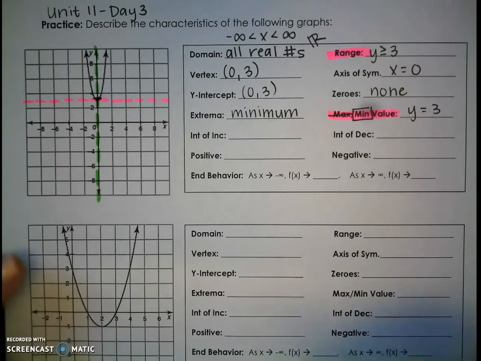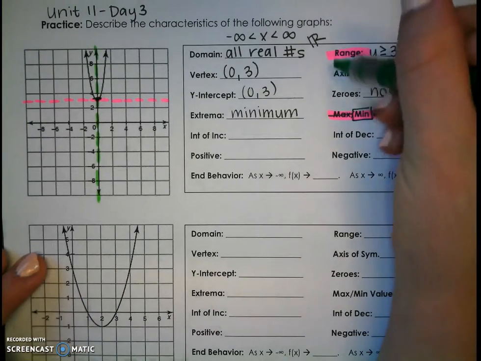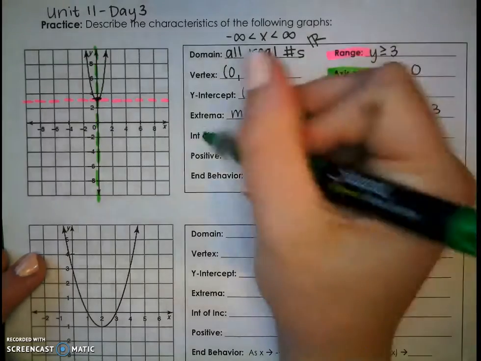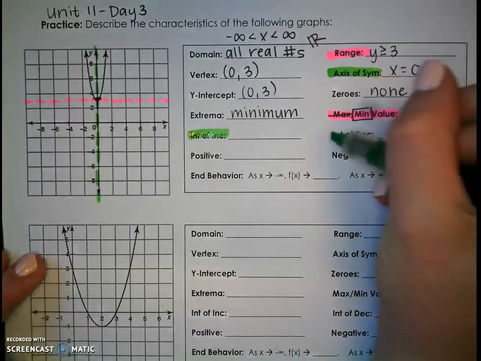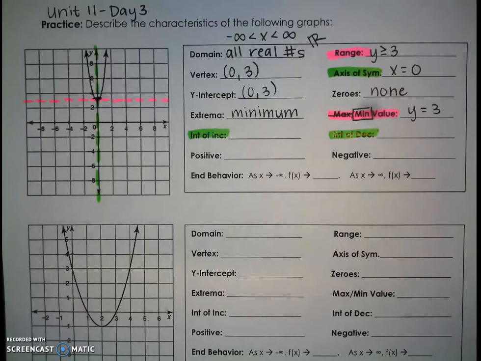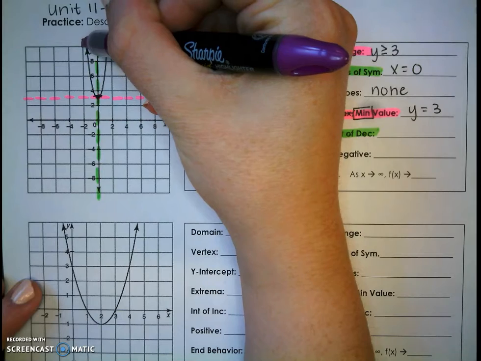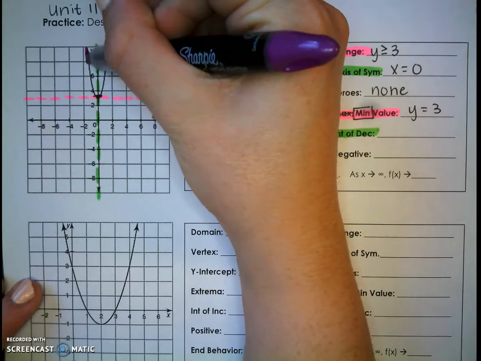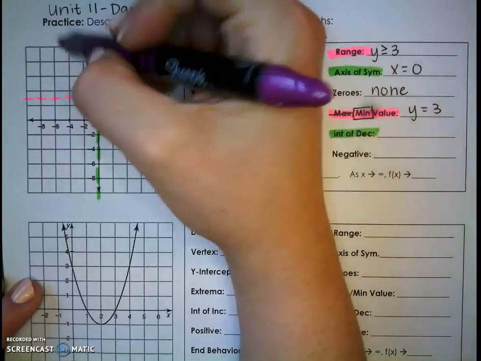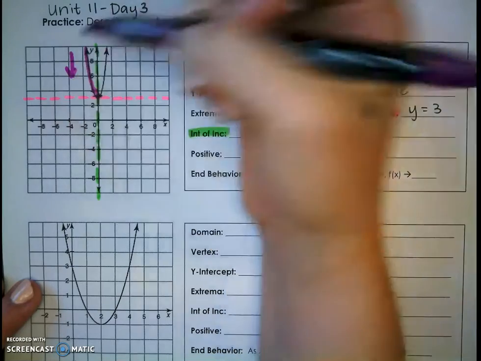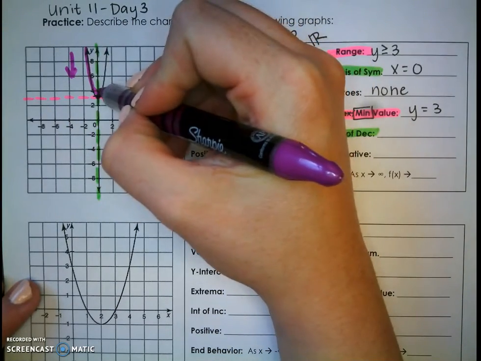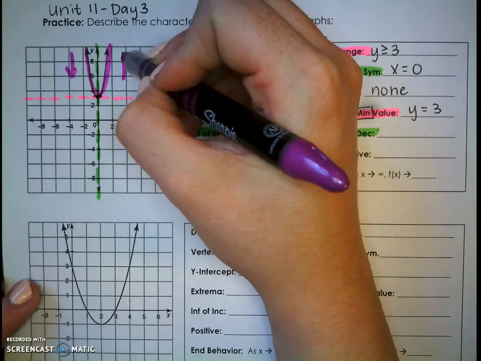The green line that we used for our axis of symmetry, we're also going to use that to help out with the interval of increase and the interval of decrease. So remember, you go from the left side to the right side. So if I start at the left, my pen is going down if I were to trace that. I'll just go ahead and trace it. So this first side is decreasing. And then over here, it is increasing.